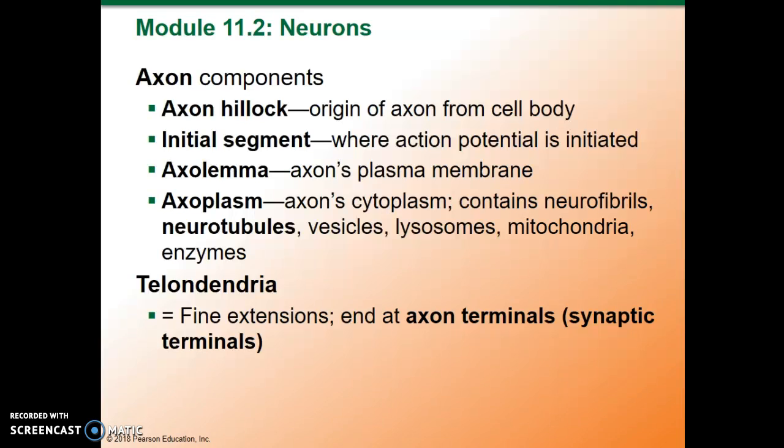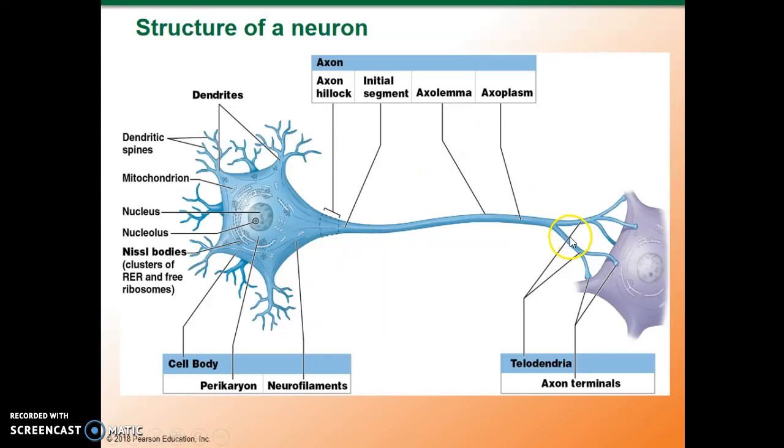And it contains important neurotubules, which will transfer neurotransmitters from the cell body all the way down to the axon terminal. The telodendria are at the end of the axon. These fine extensions down here are the telodendria, and they're going to end in either an axon terminal or a synaptic knob.